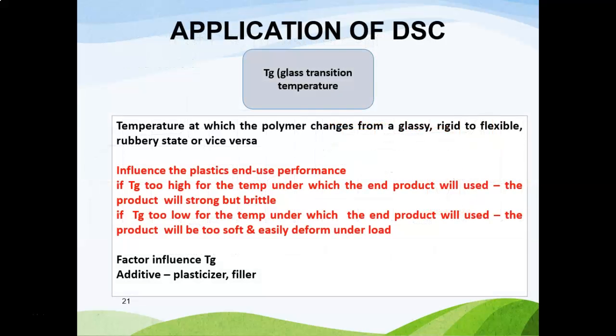Now we look at the application of DSC. So we can measure the glass transition temperature, of course, and you can read what TG is. Okay, so TG is the temperature at which the polymer changes from a glassy rigid to a flexible rubbery state, or vice versa. It will influence the plastic end use performance. For example, if the TG you get is too high for the temperature under which the end product will be used, the product will be strong but brittle.